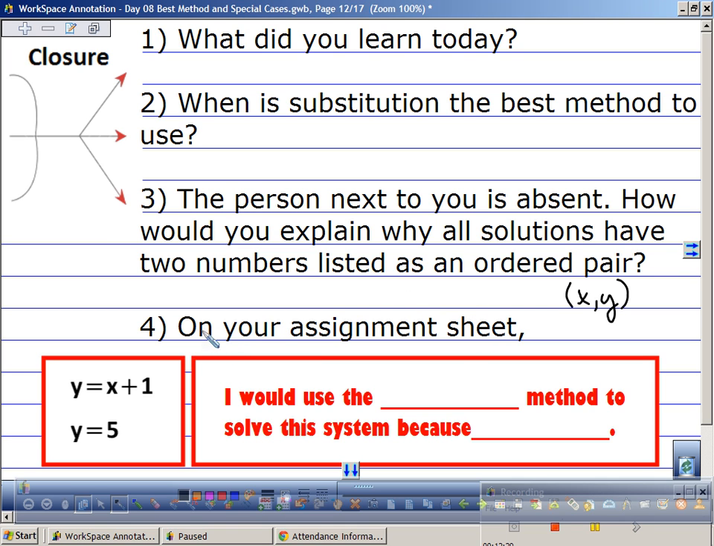All right, so here's your cue, Levi. On your assignment sheet, I would use the blank method to solve the system because this could be a few different things, right?